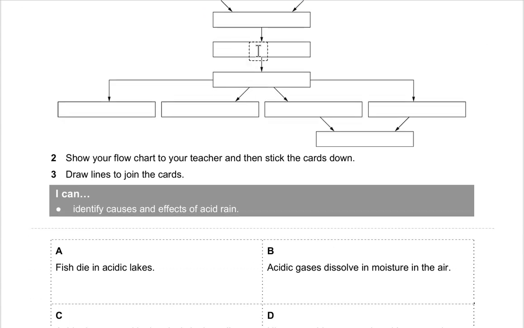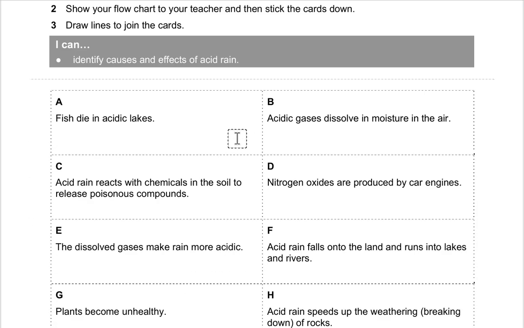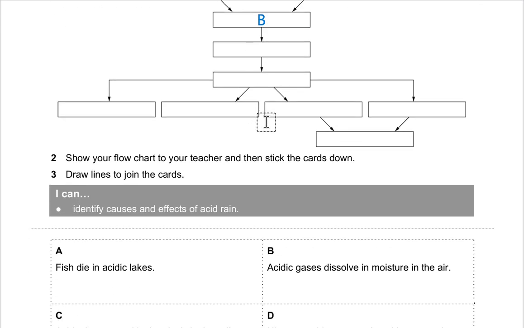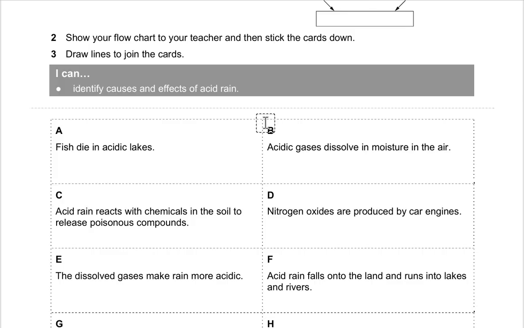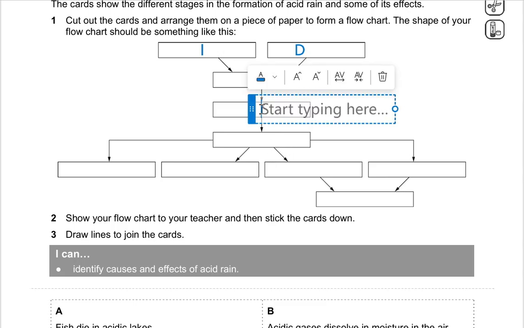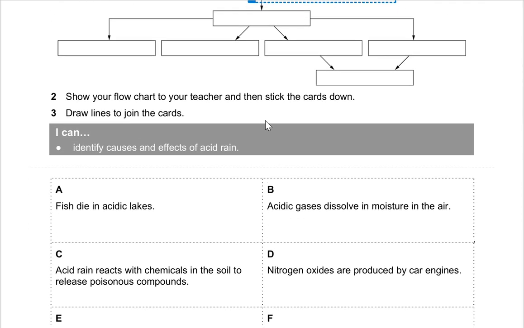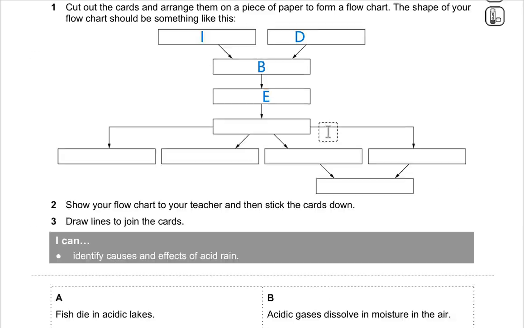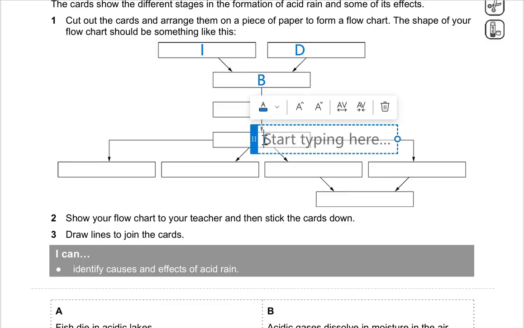Next, what happens? It's B. What is B? Acidic gases dissolve in moisture in the air. And next, what happens? The dissolved gases make rain more acidic. And next, F: acid rain falls onto the land and runs into lakes and rivers.